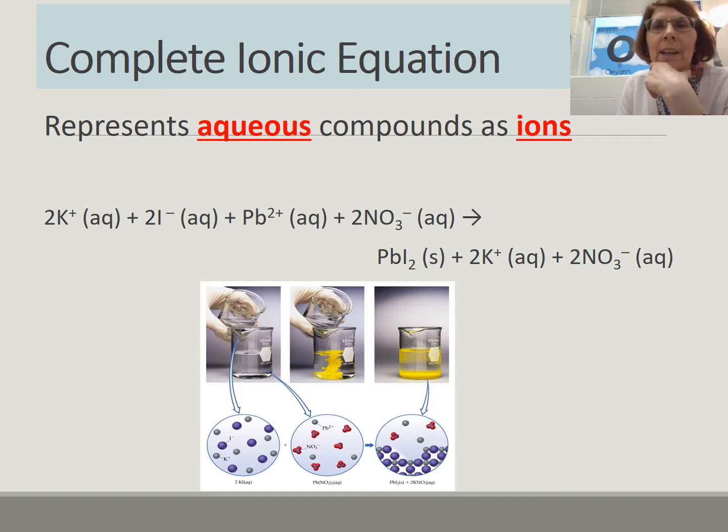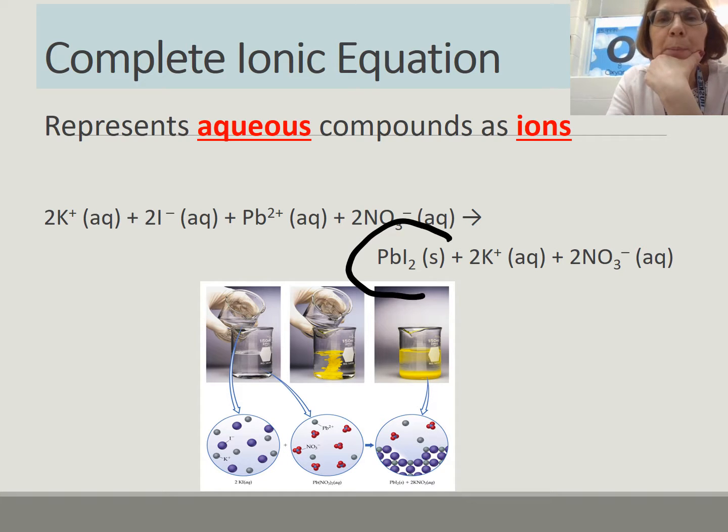So complete ionic means that we're going to divide everything up. We have our 2 potassiums, and then the 2 iodides, and then the lead 2 and the 2 nitrates, and then the solid does not separate, and then we have the 2 potassiums and the 2 nitrates.